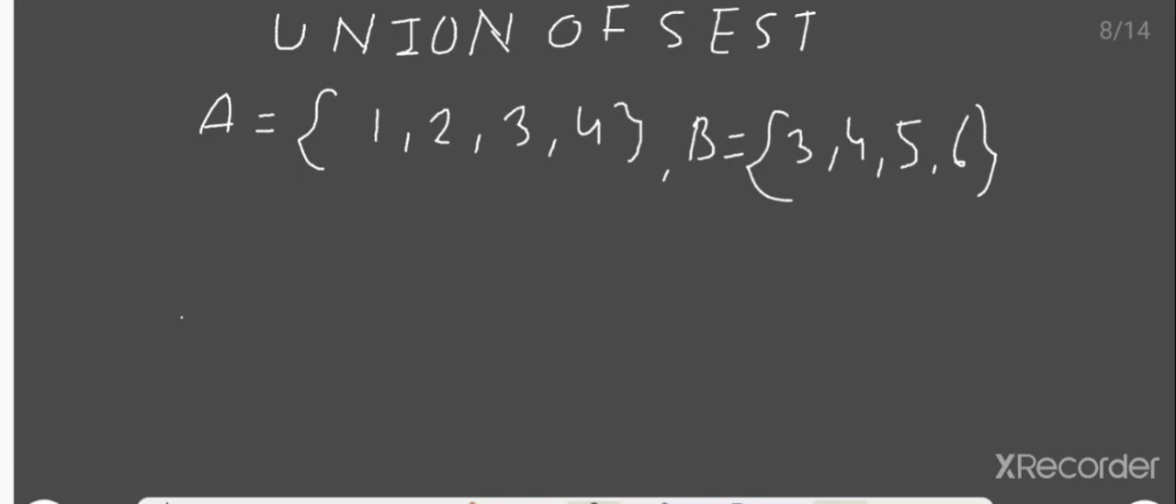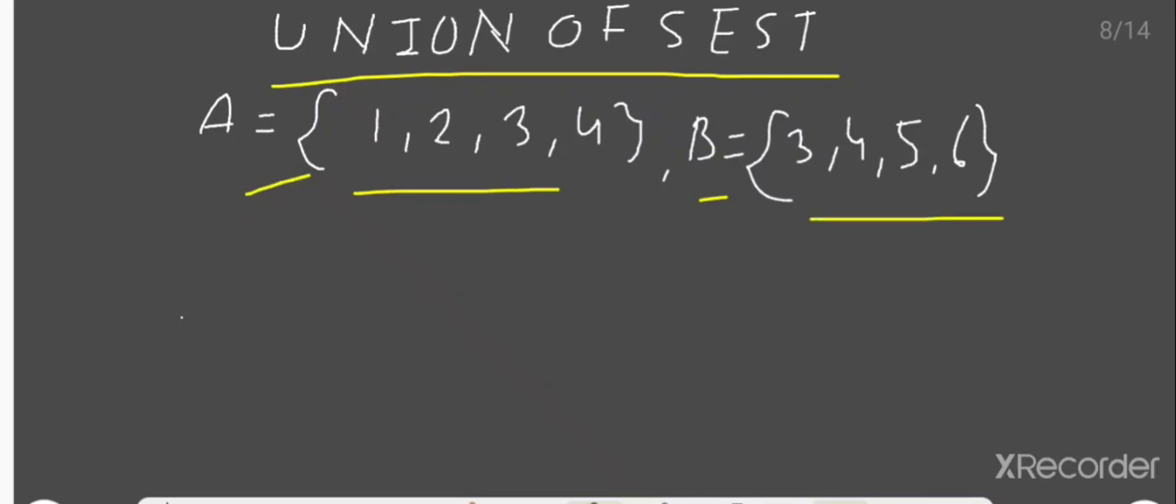Union of sets. So there are two sets, set A and set B. Union means we have to write all the elements of two sets or more than two sets in a single set. What is a union? Union means we have to write all the elements of two or more sets in a single set. This is the symbol of union.